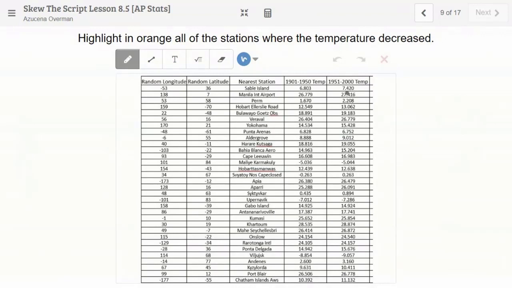So this one went up. This one's the same. Let me change to orange. So they're looking at all of these. This one went up. That one went up. I'm looking at 26.404. This one went down. And this one actually went down a little, believe it or not. Might be hard to tell.